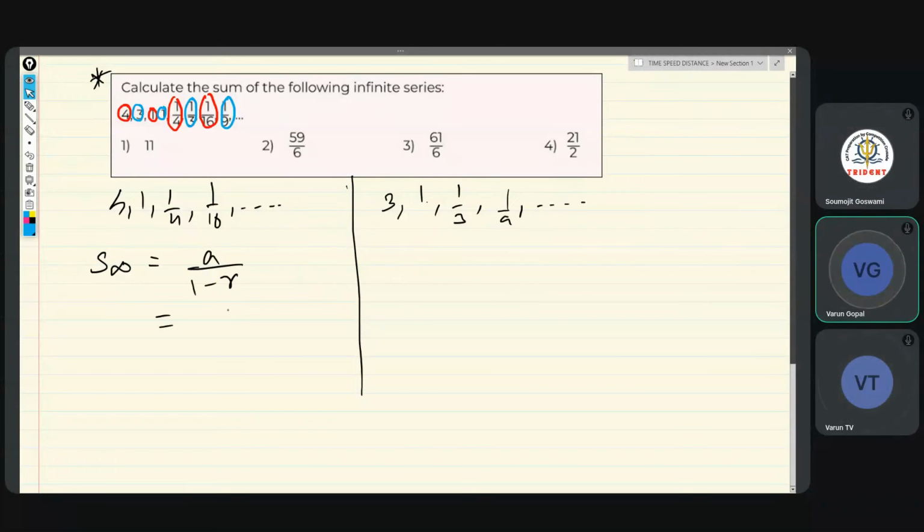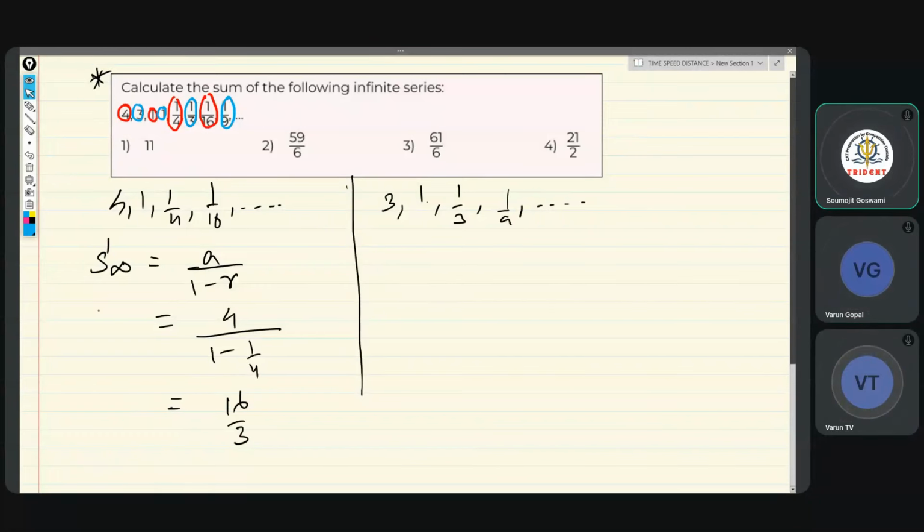Very good. A is 4. Common ratio is 1 by 4. So it is going to be 4 by 1 minus 1 by 4. That is 4 by 3 by 4. 4 goes to the numerator. 16 by 3. This is for the first one.